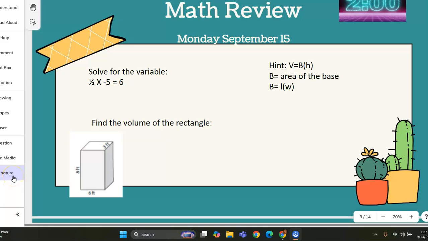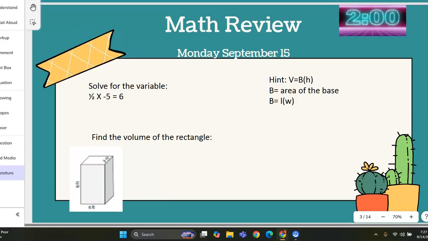Hi guys, I'm not here today. I want to get a good report from the sub, so please make sure that you are behaving just like if I was there. You all should have your calculator, and you need to have your math review notebook out, and you need to copy down your math review problems.